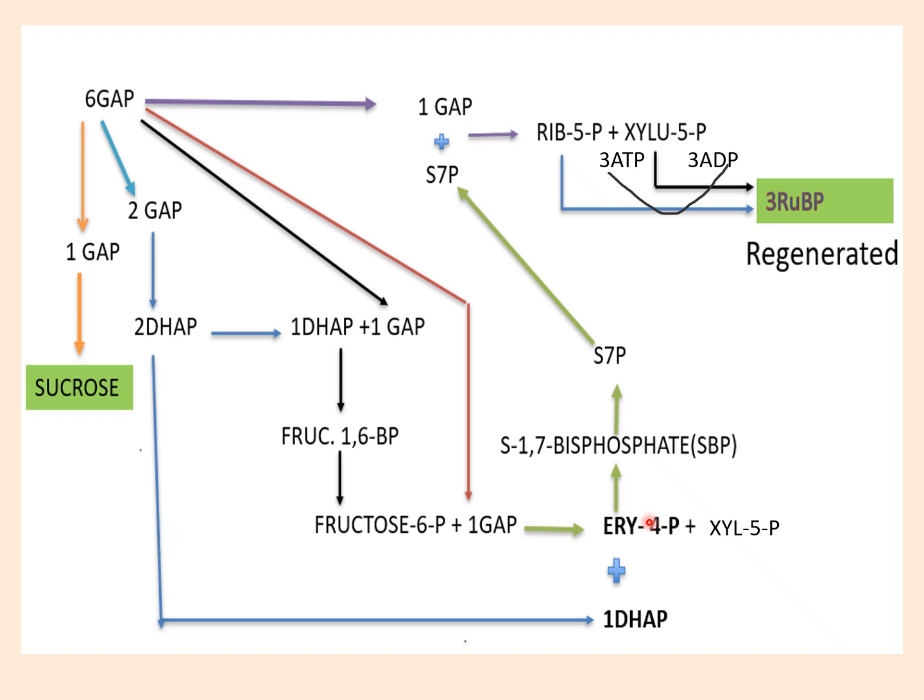What happens to this? Out of the 2 DHAP, 1 is left. That 1 DHAP combines with erythrose 4-phosphate and forms a 7 carbon compound, sedoheptulose 1,7-bisphosphate, SBP, which is immediately dephosphorylated to form sedoheptulose 7-phosphate, S7P. This S7P combines with the last molecule of GAP, glyceraldehyde 3-phosphate, forming 2 5 carbon compounds.